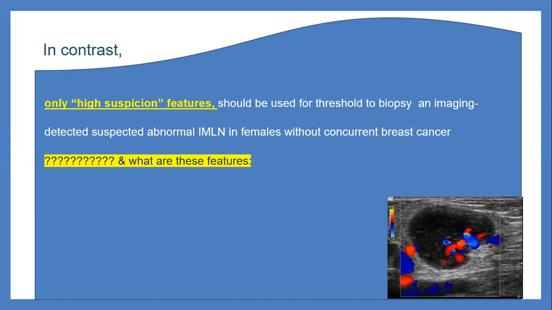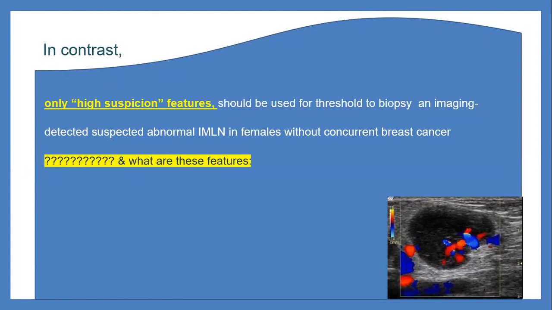Why? And what are these features? What are the features I have to consider to recommend biopsy? And why do I not recommend biopsy unless highly suspicious features are available?